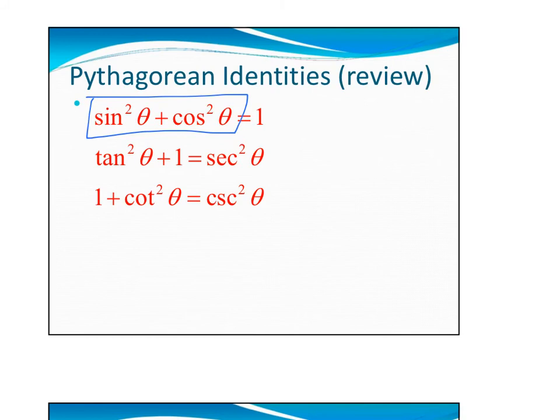For example, I could take this bottom identity and write this as cotangent squared theta minus cosecant squared theta is equal to -1. All that I did was move the two terms from one side to the other, and I have an equivalent expression.